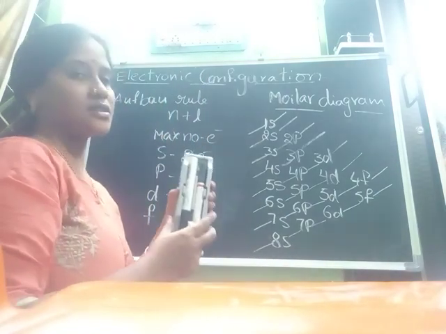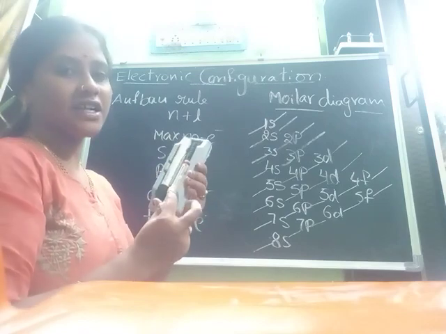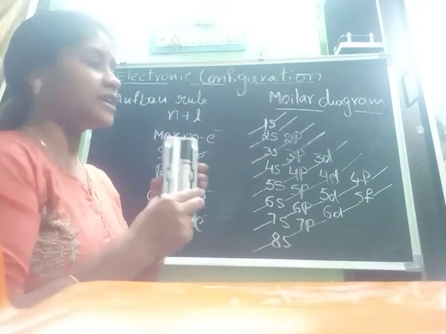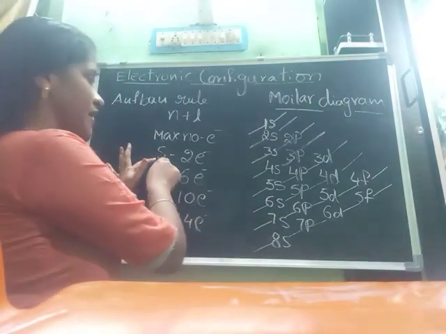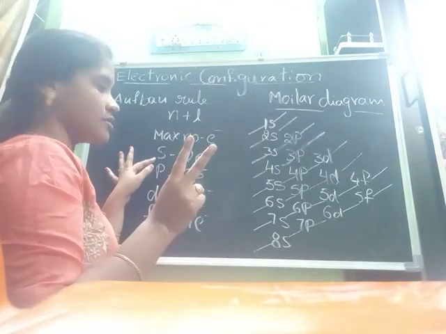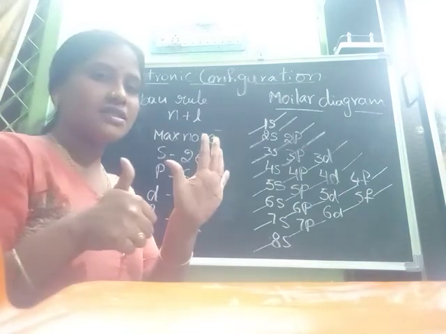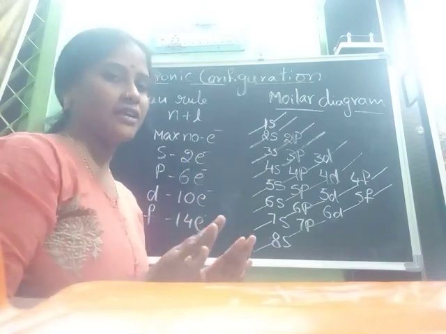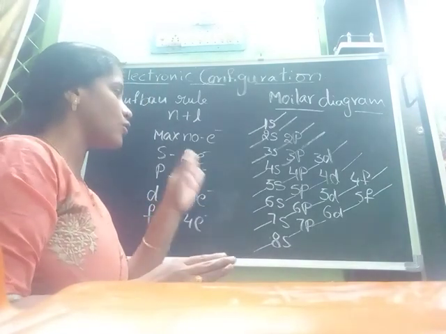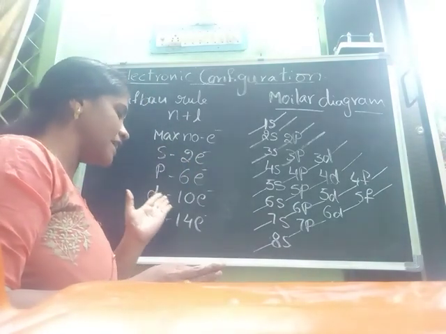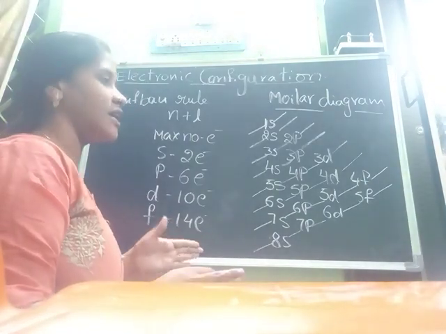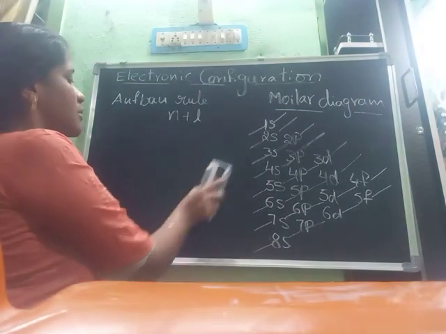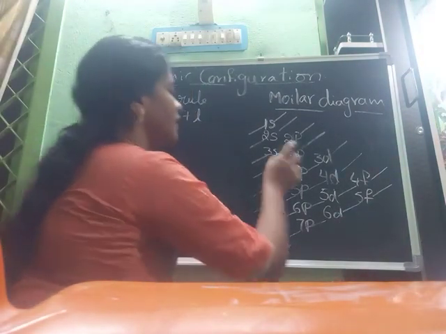See students, how this duster has a maximum capacity. How many markers can it hold? 2. Like that, the s subshell contains a maximum of 2 electrons, p contains 6 electrons, d contains 10 electrons and f contains 14 electrons. This is the maximum capacity to hold electrons in s, p, d, f orbitals. Okay, next we go.